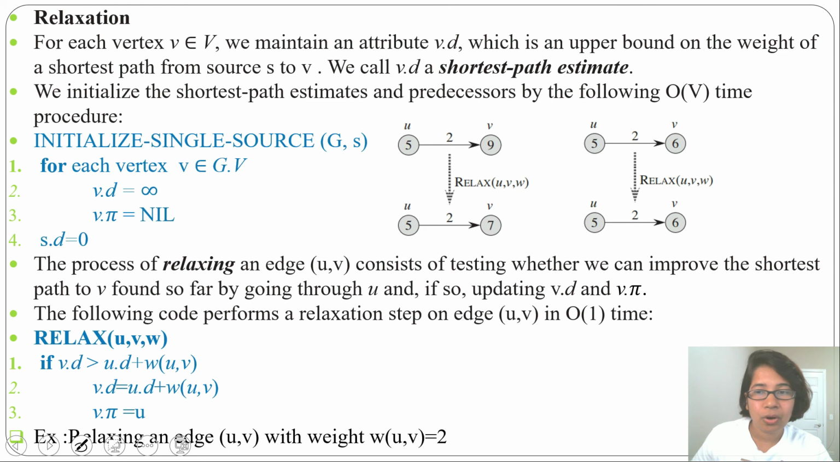Suppose it is not greater than, like here, where the v cost is 6. 6 is not greater than 5 plus 2. So we will not update, it will stay as it is. If vertex v's distance is greater than vertex u's distance plus the edge cost of (u, v), then only we update. If it is not greater than, there will be no change.